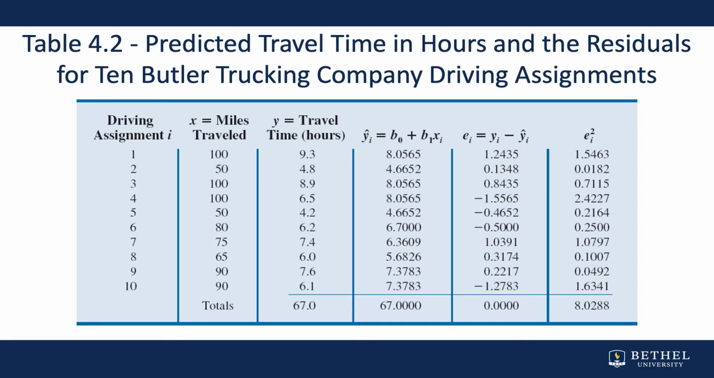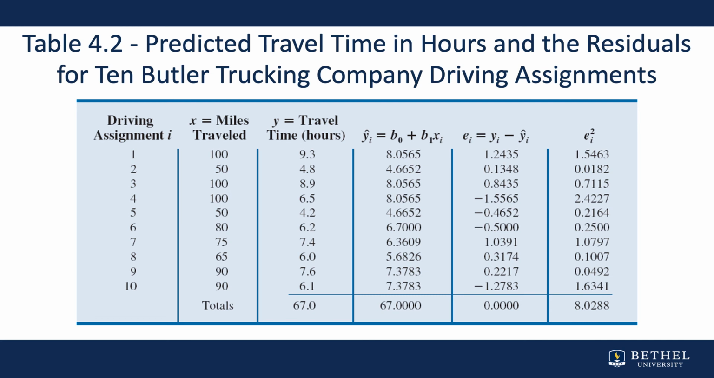The resulting residual of that estimate now is equal to 9.3 minus 8.0539, which is 1.2461. And you may be saying, well, what does that really mean? Well, let's look at table 4.2 to get an answer to that question. In looking at the data in table 4.2, we can take each of the driving assignments. We could take each of the miles recorded for the driving assignment, which is represented by the X variable. We can take the travel time in hours, represented by the Y variable, and now figure out what the travel time should be based on our model.